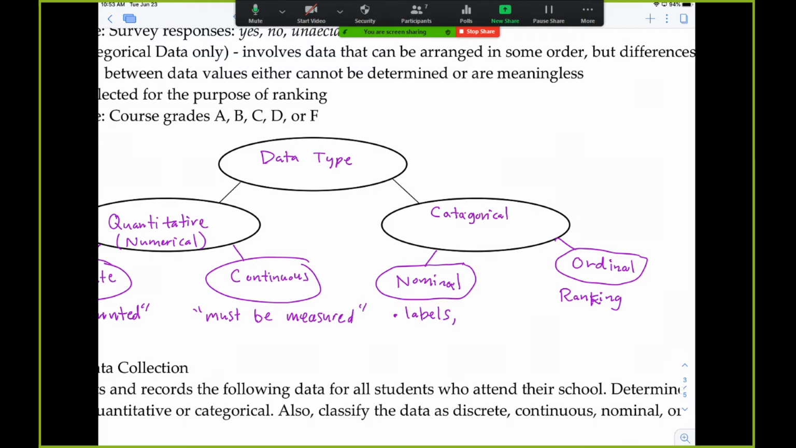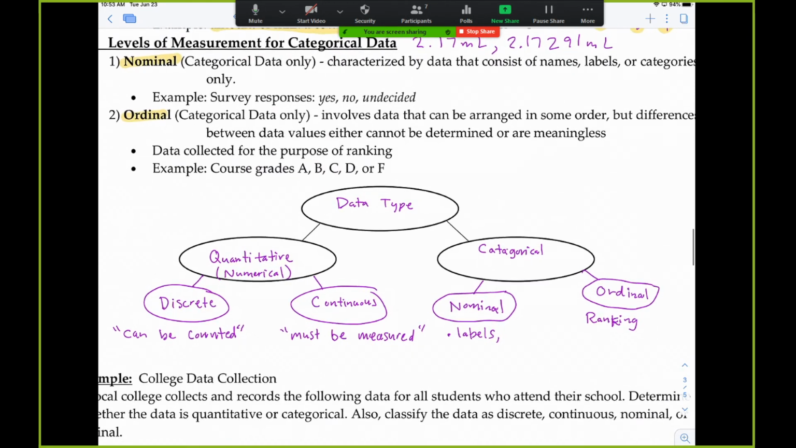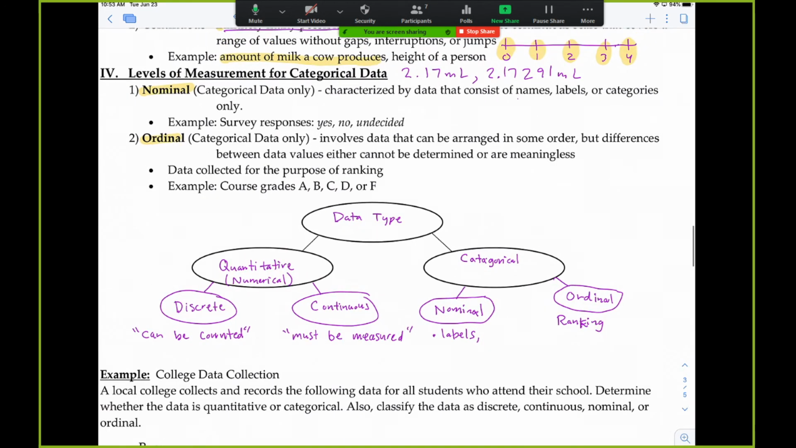Labels or categories, right? Let's see what the definition says. So names, labels, or categories only, and it doesn't have a ranking to them. So what do I mean by that? Ranking. An example of ordinal would be course grades. First of all, these are categories. You all agree that this is categorical? It's not numerical, right? It's not a number.